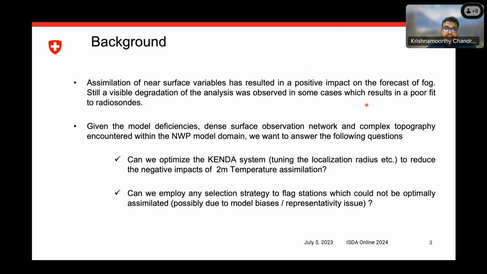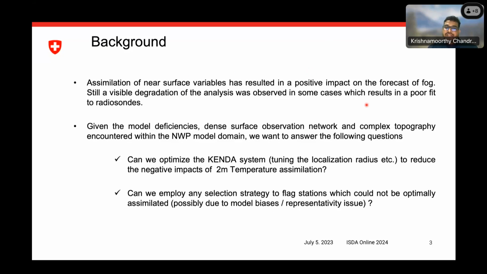There are two questions which we want to address. Given the known model biases or deficiencies, the very dense surface observation network, and the complex topography encountered within the ICON model domain, we want to answer whether we can optimize the Kenda system, that is, tuning the localization radius, observation error, inflation, etc., to reduce the negative impact of this 2-meter temperature assimilation.